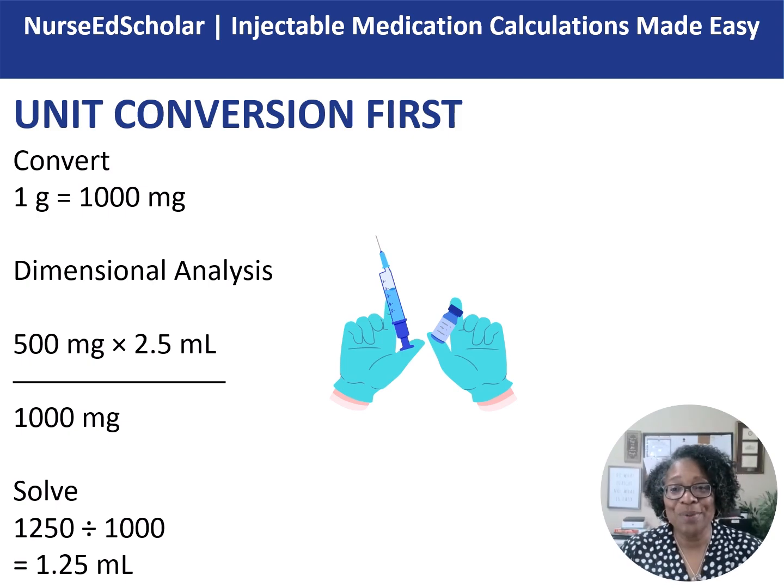The first thing that you're going to have to do is convert the gram to the milligrams before you set up your dimensional analysis. Okay, so once you know 1 gram equals 1,000 milligrams, now you can move on. So you are going to divide the dose ordered by the dose available, which is 1,000 milligrams, and you're going to multiply that by 2.5 milliliters because that 1,000 milligram dose is associated with that 2.5 milliliters. So that's where that 2.5 came from, that reconstitution. And so when you solve that, you will get 1.25 milliliters for your IM injection.